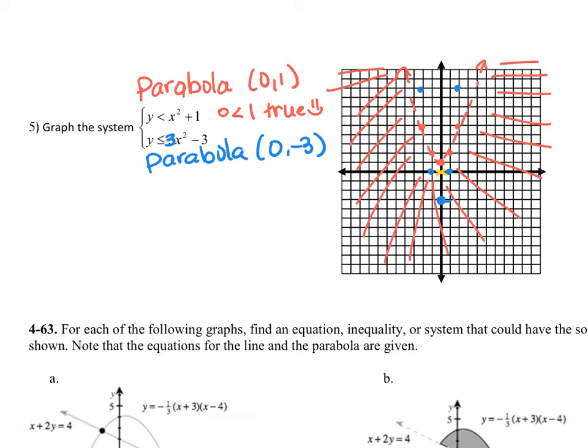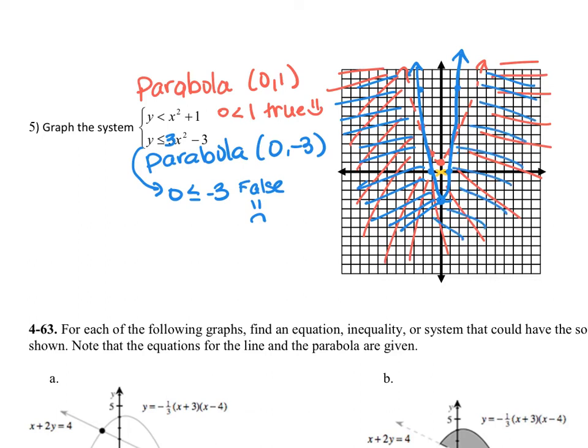So on that blue parabola, the second one, I'm going to use a solid curve because of the less than or equal to. And then what I have to do is decide whether or not I should shade inside, which is towards 0, 0, or outside, which is away from 0, 0. So I'm going to go ahead and test out that point down here. So is 0 less than or equal to -3? That is false. 0 is not less than, so I have to shade away from 0, 0. So if I'm shading away from 0, 0, that means again I'm shading outside of the parabola, so I want to see where these points intersect.